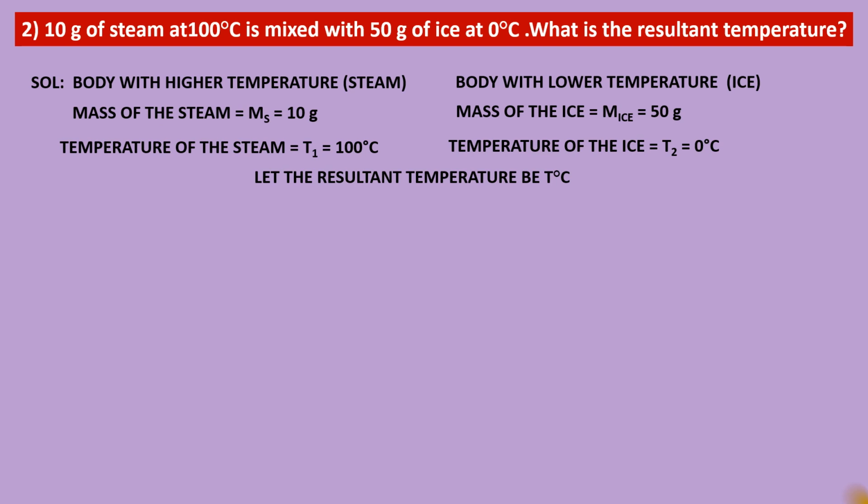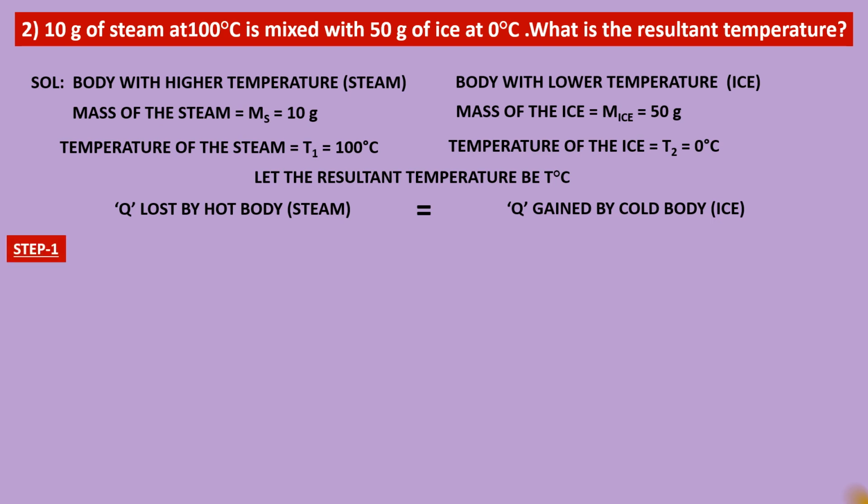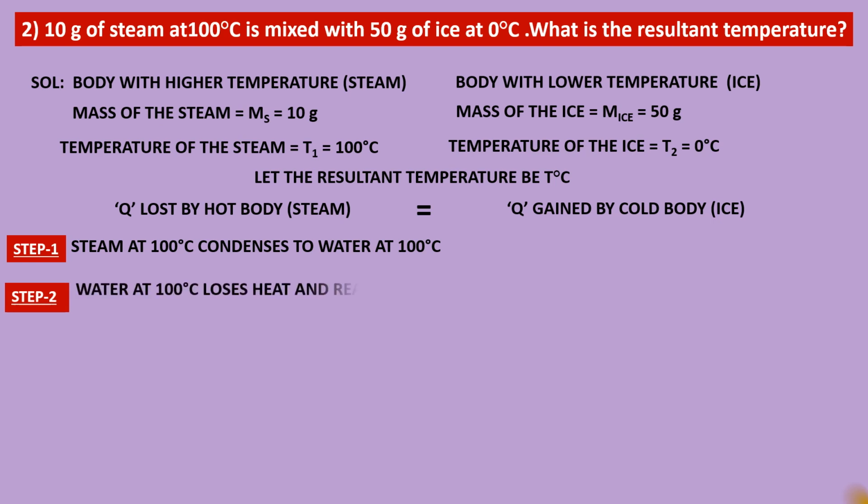According to the method of mixtures, heat lost by the hot body, that is steam, is equal to heat gained by the cold body, that is ice. So here steam, which is the hot body, loses heat in two steps. One is steam at 100 degrees Celsius condensing to water at 100 degrees Celsius, and in step 2, water at 100 degrees Celsius loses heat and reaches the equilibrium temperature. In the same way, the cold body ice also gains heat in two steps.